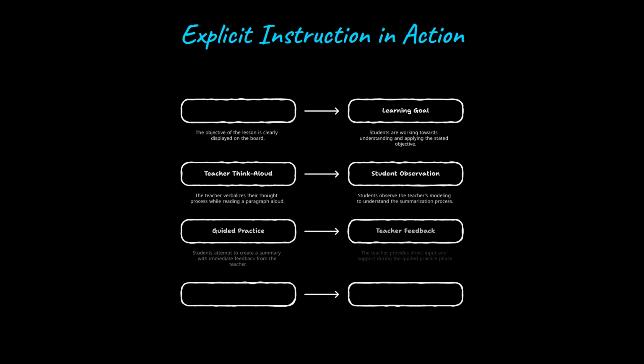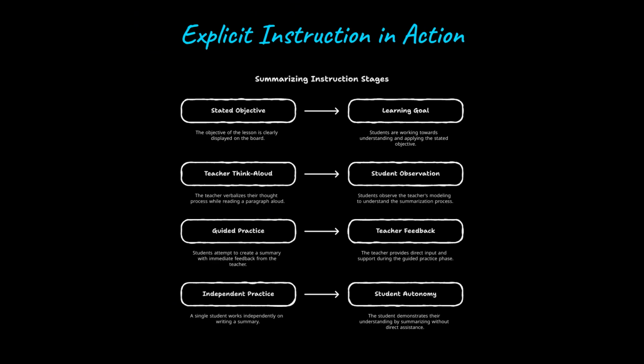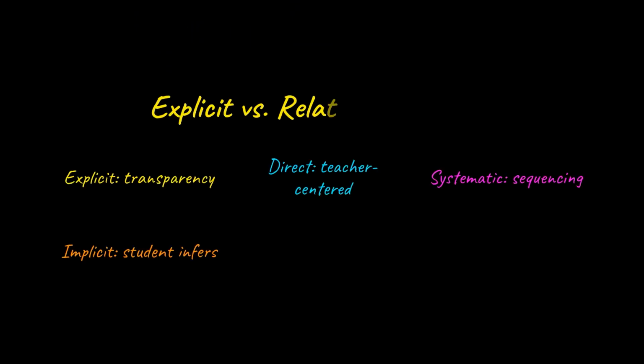Picture a 5th grade teacher in Tampa teaching summarizing. She states the objective, defines the strategy, models it by thinking aloud, leads guided practice with feedback, and closes with independent work. That transparent sequence is explicit instruction in operation.